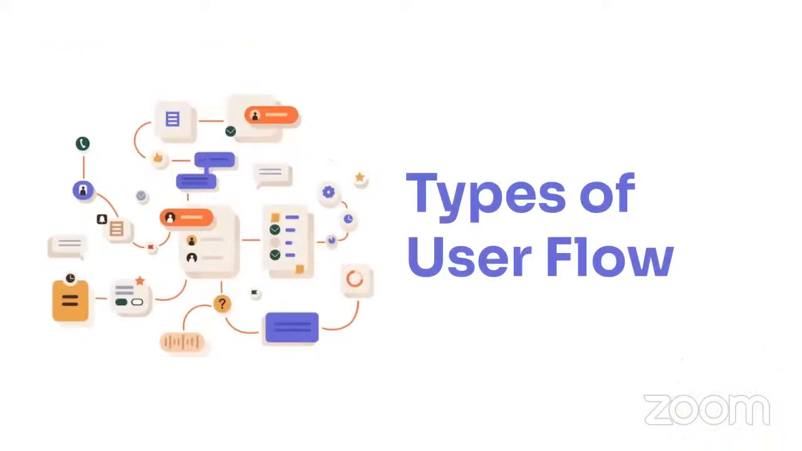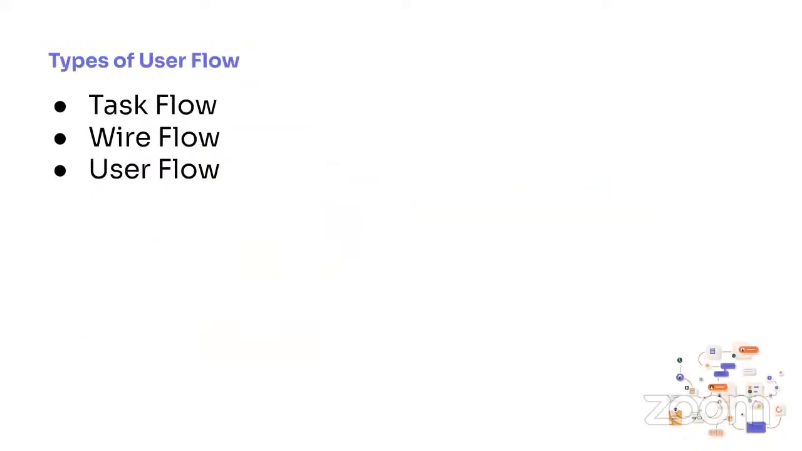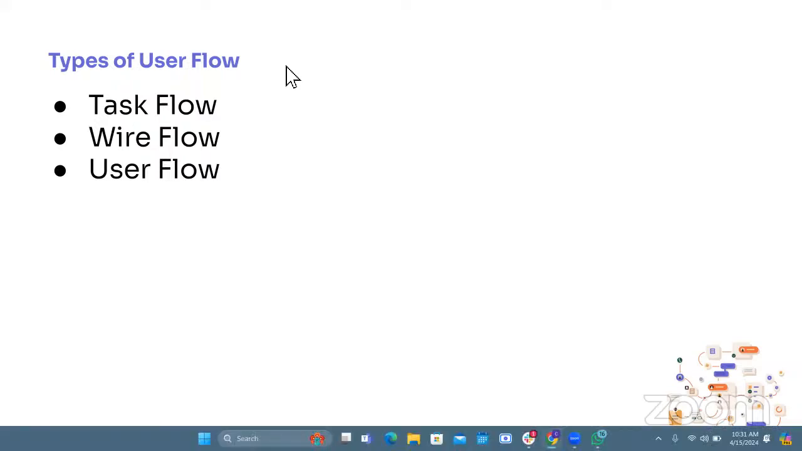So, types of user flow. We have the task flow. Task flow, I think you should understand what it means. Let me just say that we have the task flow, and then the wire flow, and you now have the user flow.